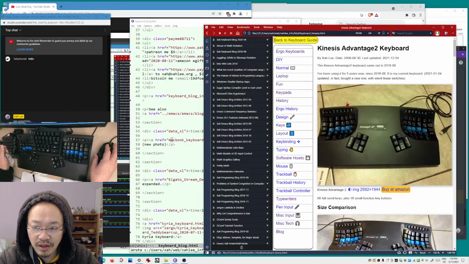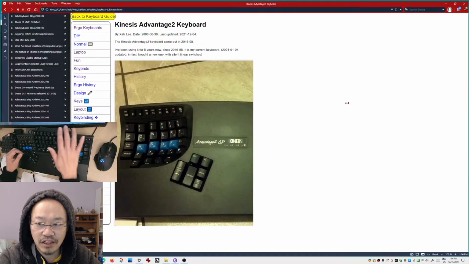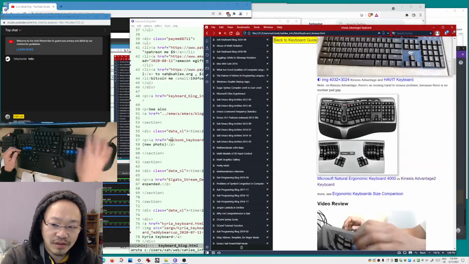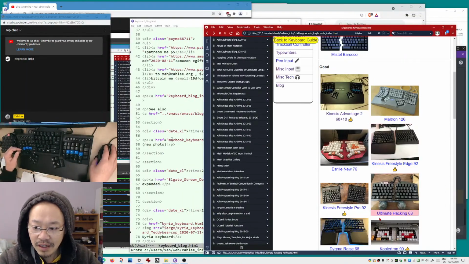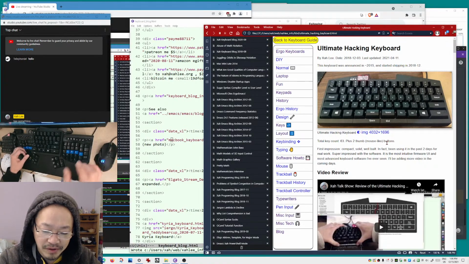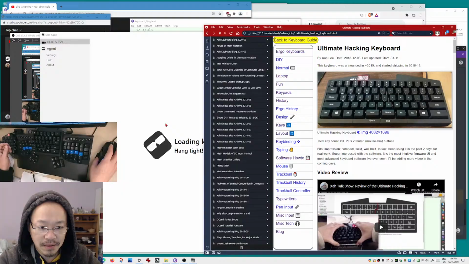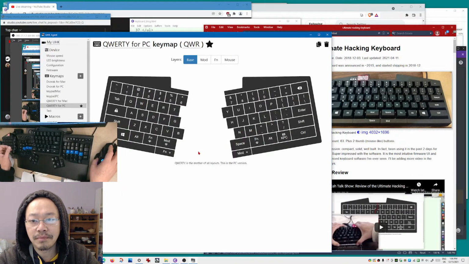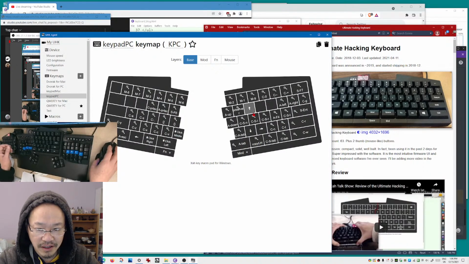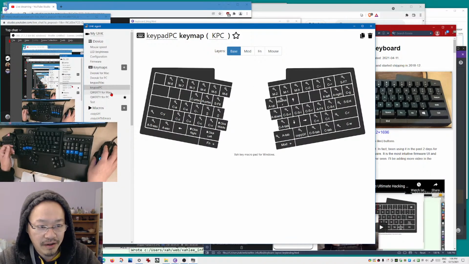Kinesis Advantage 2, my favorite keyboard, my main drive, fantastic. Video reviews and detailed reviews here. And ultimate hacking keyboard, the best keyboard macro. Let me show you ultimate hacking keyboard. It's the best keyboard. It's got the most powerful and easy to use software to configure the keyboard. So I'm using it as a keyboard macro. As you see, you are looking at my keyboard macro for Windows. I had one for Mac.